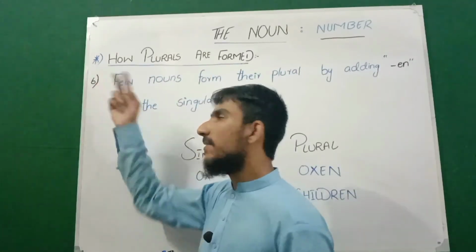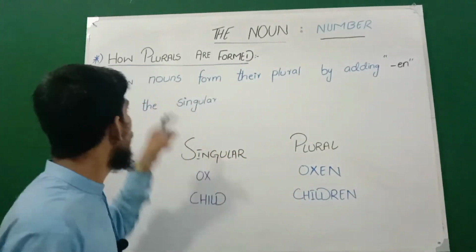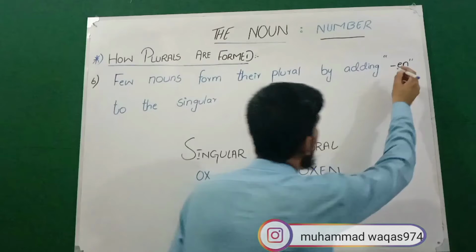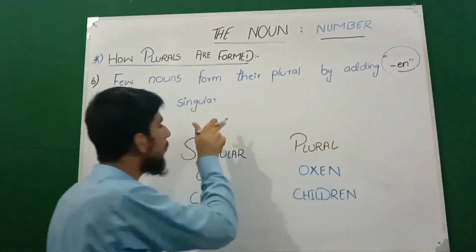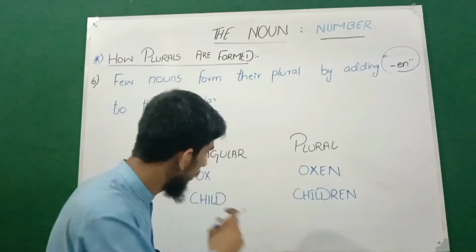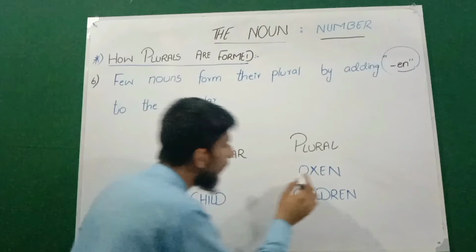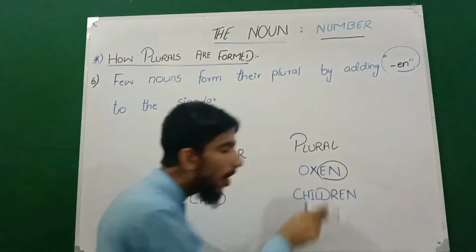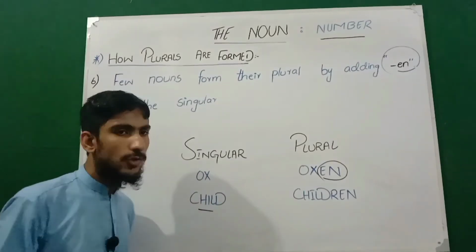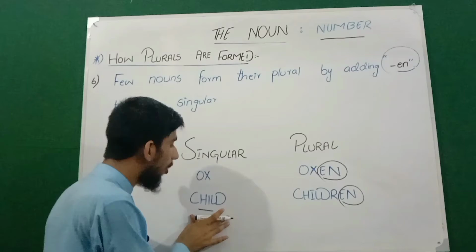We will discuss the sixth technique of how plurals are formed from the singular. So what is the sixth technique? A few nouns form their plural by just adding en to their singular. As a result, their plurals are formed. For example, ox: we just add en, so now oxen is the plural of ox. In a similar way, child: we just add en, so now children is the plural of child.